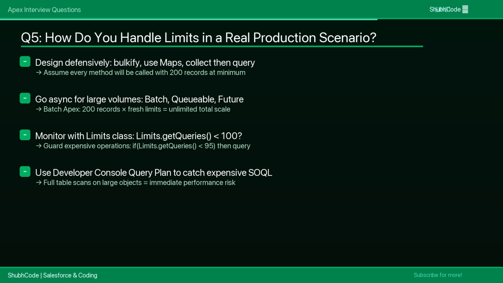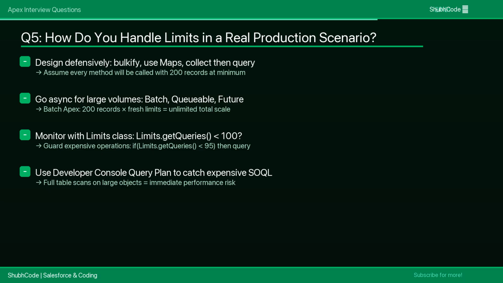This is the scenario-based question, and it's where experienced candidates shine. The answer has 3 parts. First, design defensively. Use bulkification patterns always. Never put SOQL or DML in loops. Use the Limits class to check remaining limits before expensive operations.